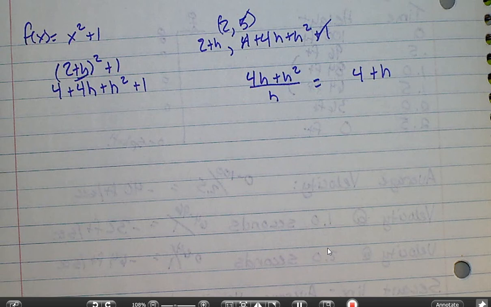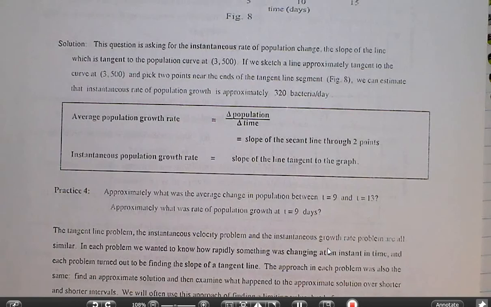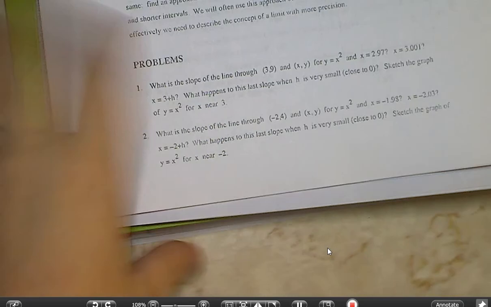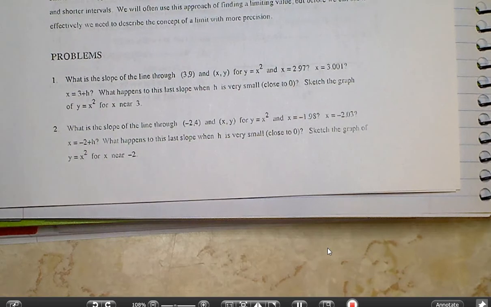So let's take a look at question number 1 here, just to get you guys started. Question number 1 is super similar to what we were just doing. We've got, what's the slope of the line through (3, 9) and (x, y) for y equals x squared and x equals 2.97. So let's do that one first.